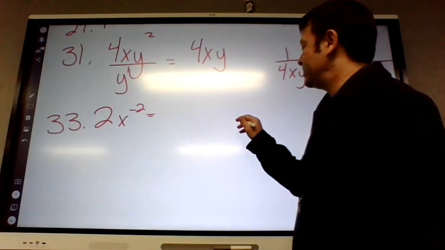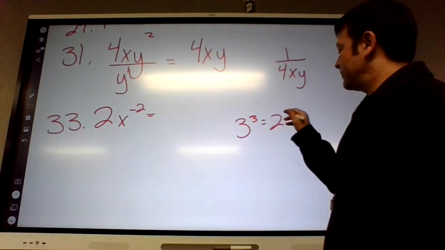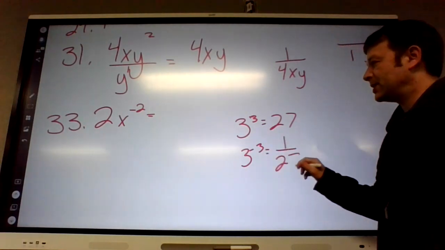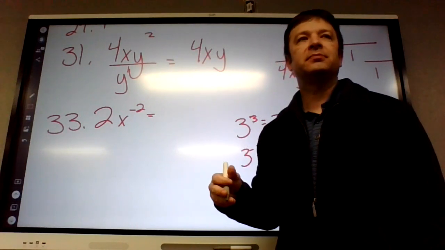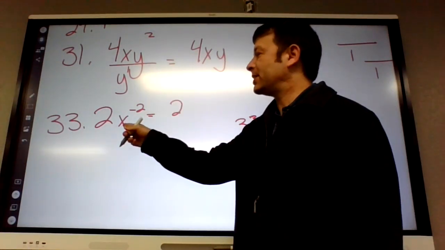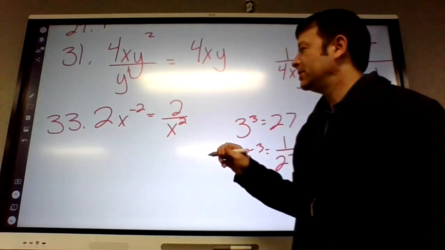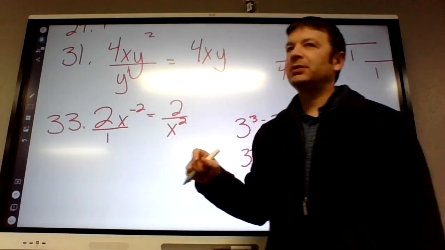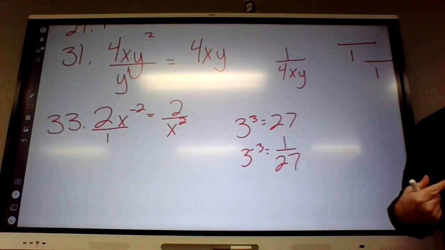Do you guys remember earlier I said 3 to the third is 27, 3 to the negative third is 1 over 27? Can I guess why? Yeah, 2 over x to the second? Yes. This is just 1 over x to the second, so it's 2 over x to the second. Notice the 2 did not move. I didn't touch the 2. Just the x squared flipped to the denominator.